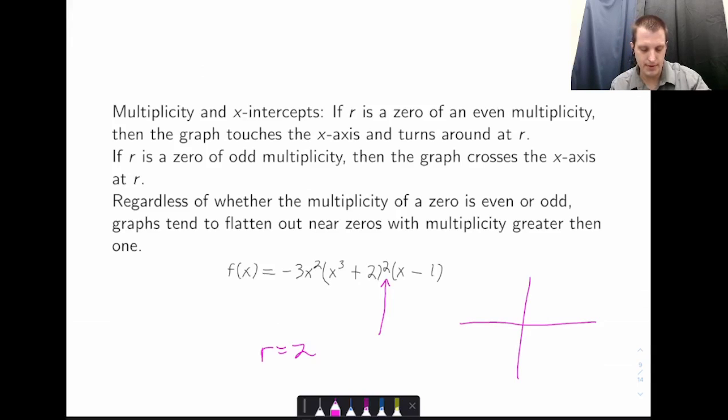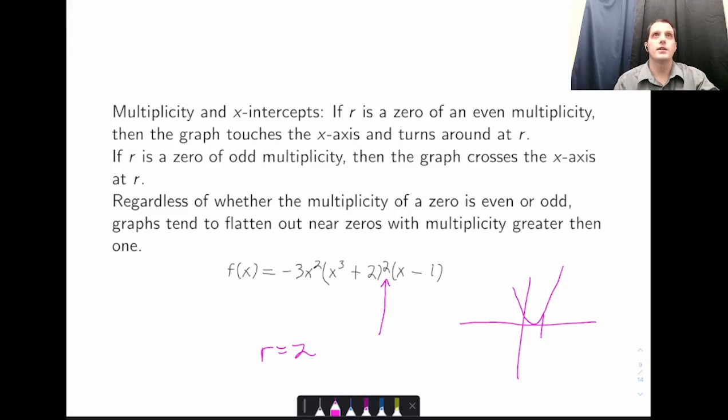So that's going to happen at, let's see, a negative cubed root of something. So that's going to be less than 1. So we're going to get something which kind of touches and turns around, maybe like this. All right.